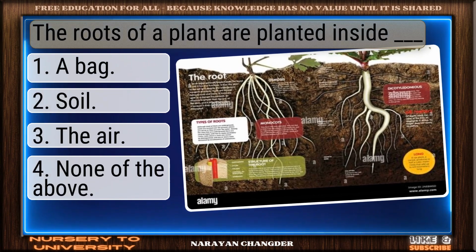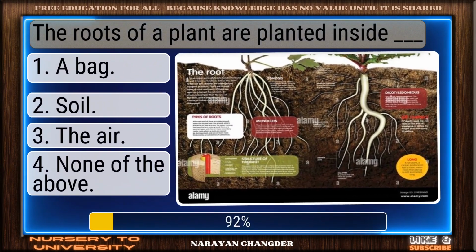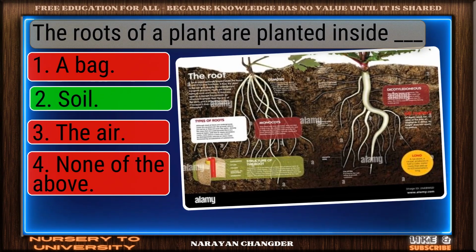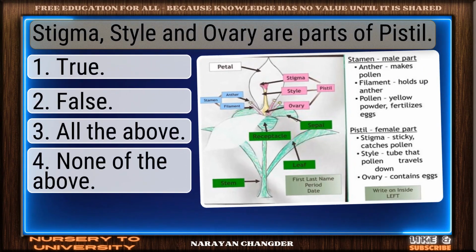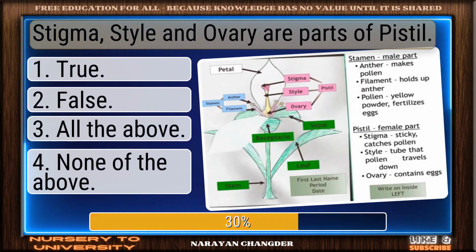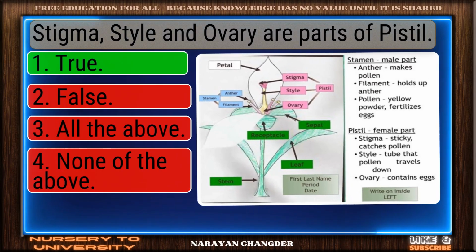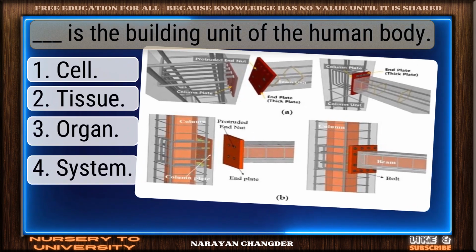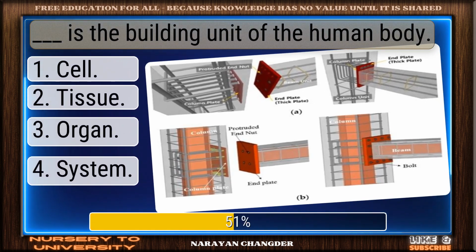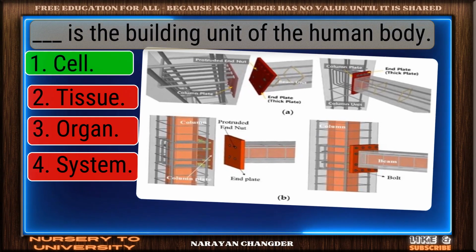The roots of a plant are planted inside dash. Strong choice. Soil is the right answer. Stigma, style, and ovary are parts of pistil. Well done. True is the right choice. Dash is the building unit of the human body. You got it. Your choice cell is right.